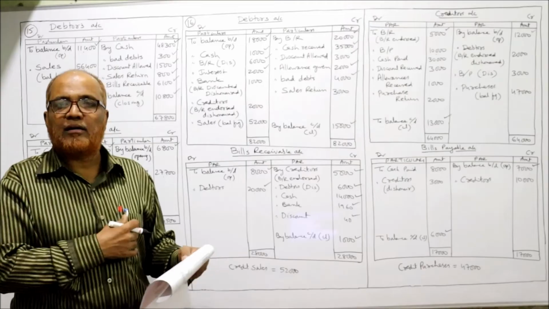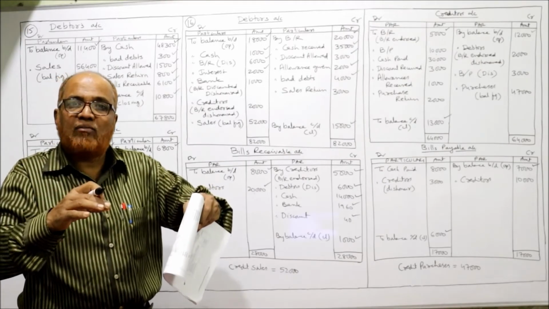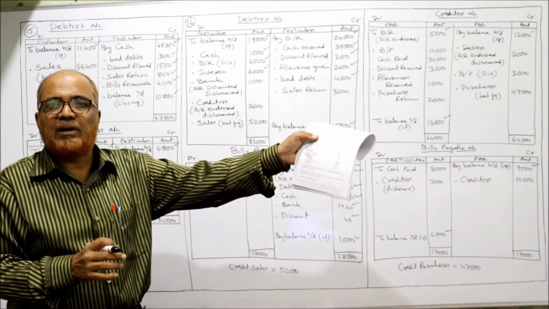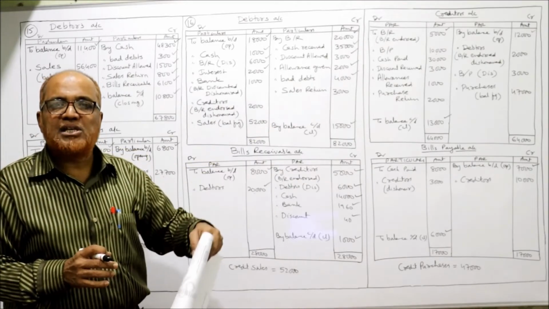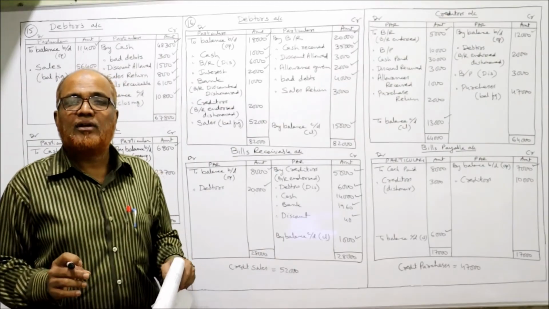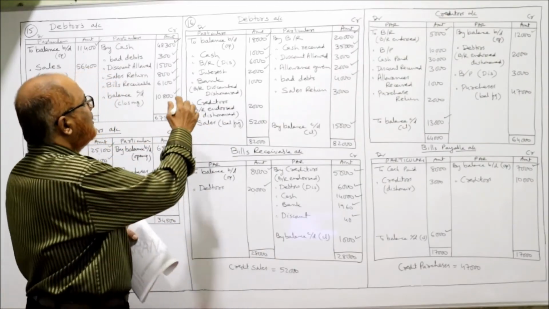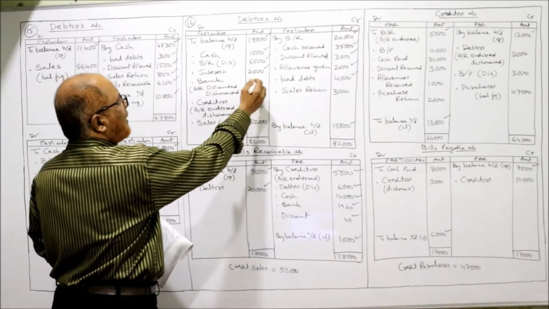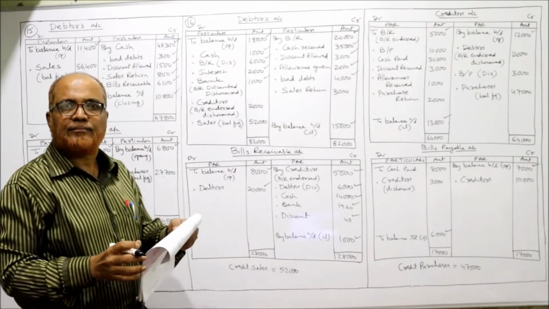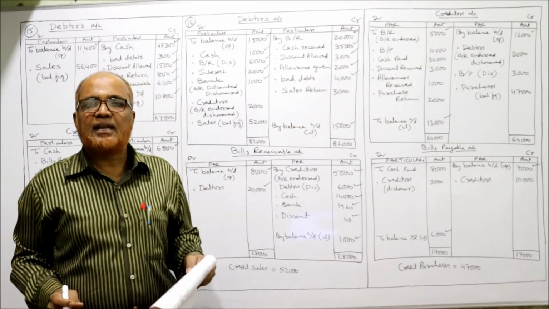We have to pay the bank because this bill was already discounted. Earlier we discounted the bill with the bank. Now the banker is informing that the bill is dishonored, so now we will collect the amount from debtors. So debtors account debtor to bank, 1,000. Bills receivable discounted dishonored.